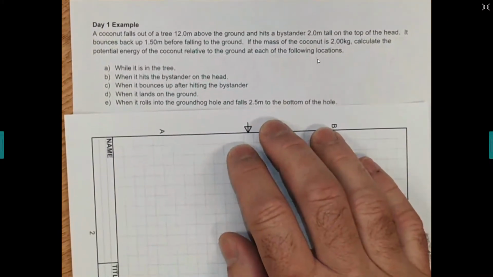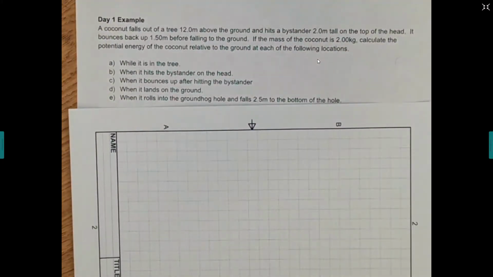The tree is 12 meters above the ground where the coconut is, and it hits a bystander that is 2 meters tall, and hits him on top of the head. If it bounces back up 1.5 meters before falling to the ground, and then if the mass of the coconut is 2 kilograms, calculate the potential energy of the coconut relative to the ground at each of the following locations.